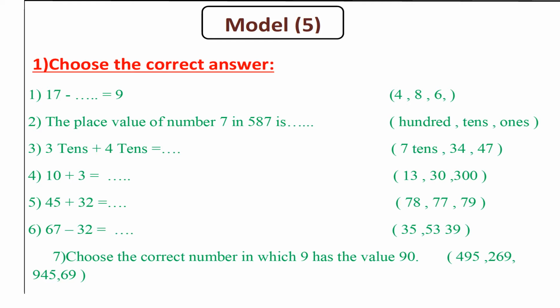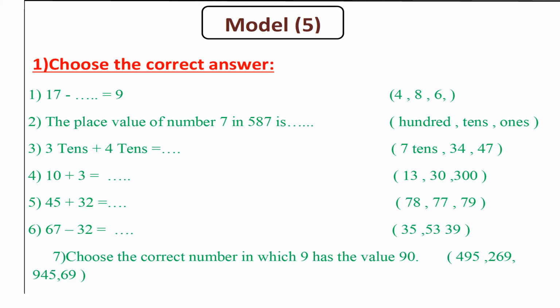Number 1, choose the correct answer. We have 17 minus what equals 9. Now, to do this, what do we have to do? We have to start from the small to the big. Which number is small, 17 or 9? 17 is bigger than 9.